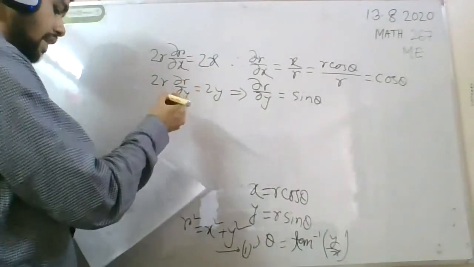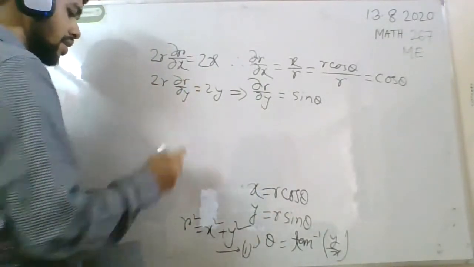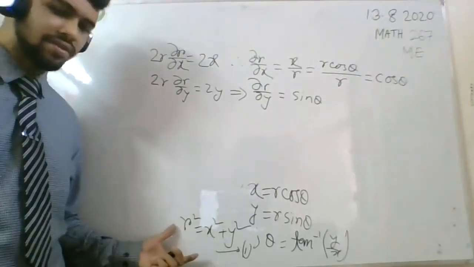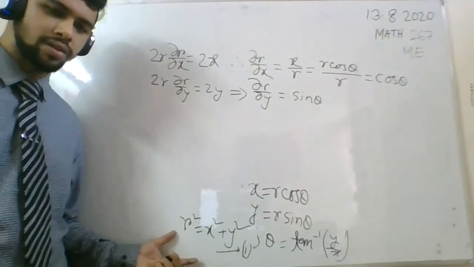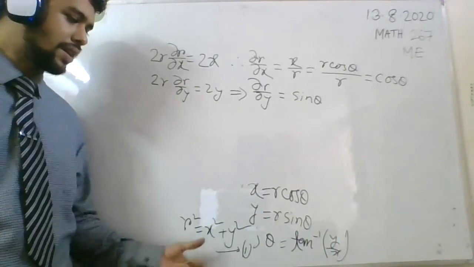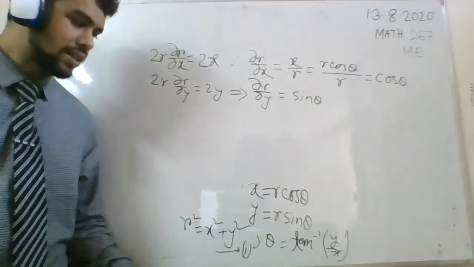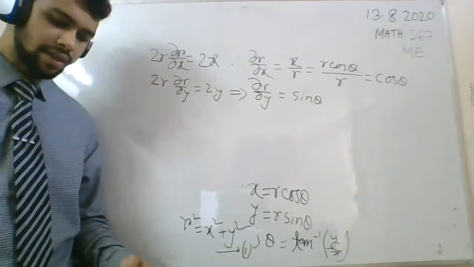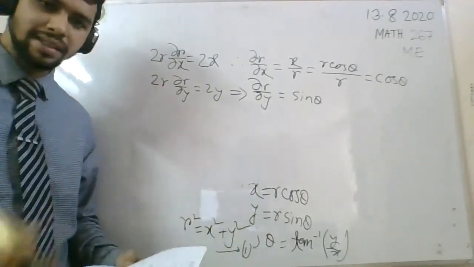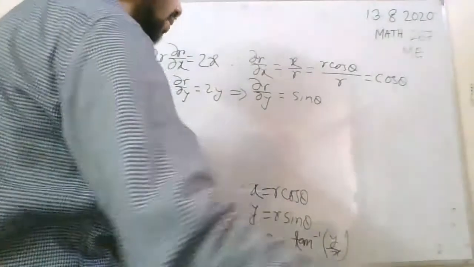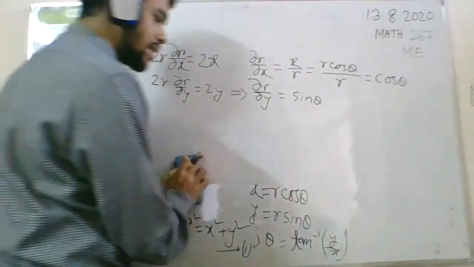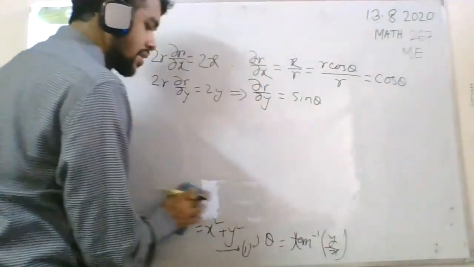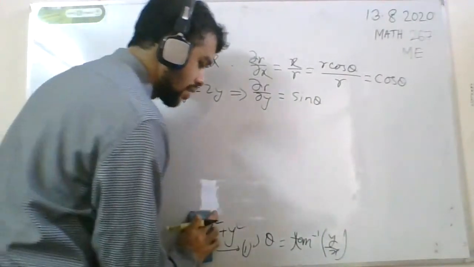Now another thing, here our first step is to differentiate r with respect to x and y, and again we have to differentiate theta with respect to x and y. So we have to partially differentiate r and theta with respect to x and y. This is our first system.